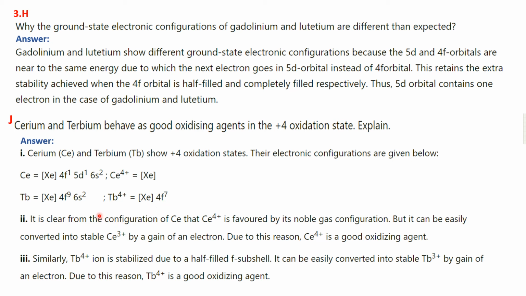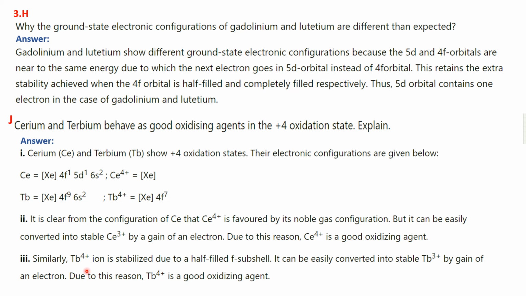From this, it is clear that the electronic configuration of Ce at +4 state is favored by its noble gas configuration. But it can be easily converted into stable Ce3+ by the gain of an electron. Due to this reason, Ce4+ is a good oxidizing agent.